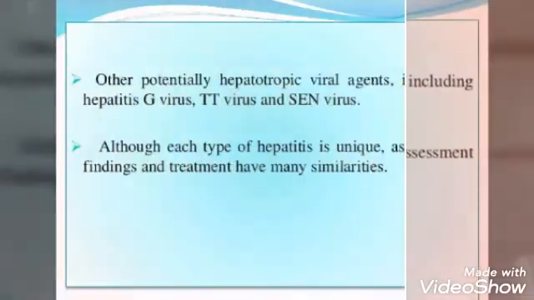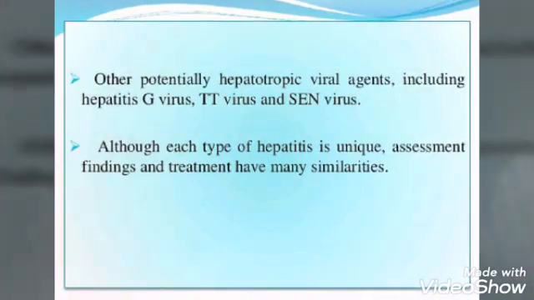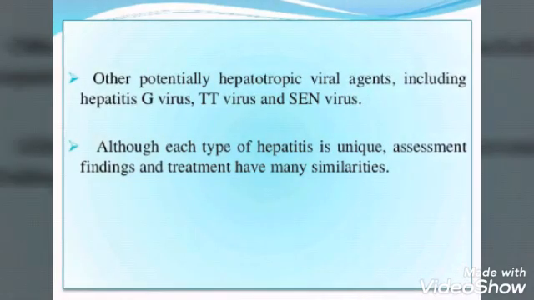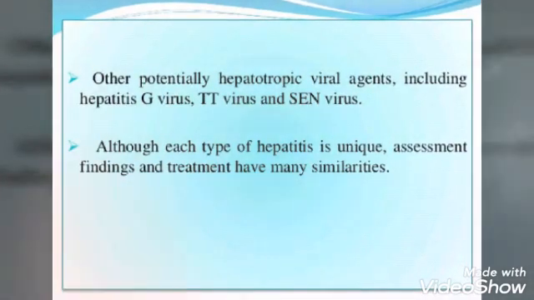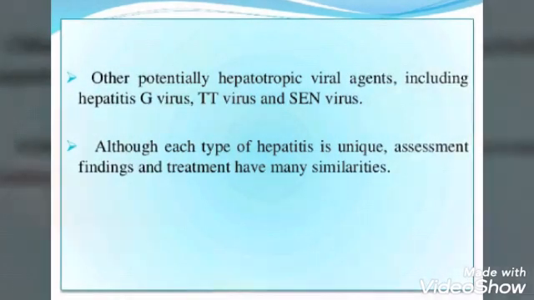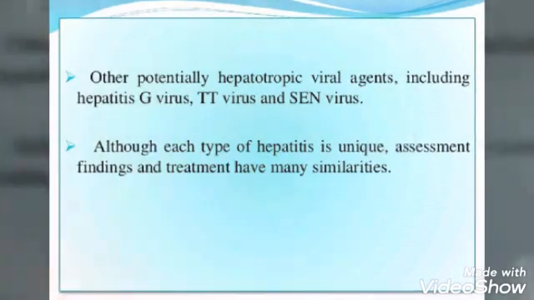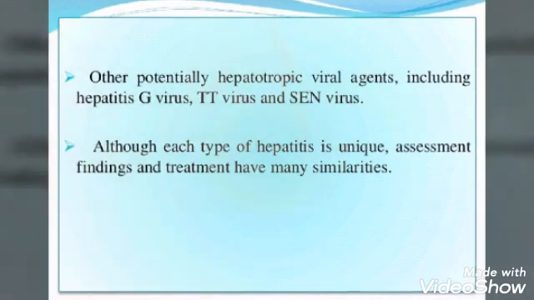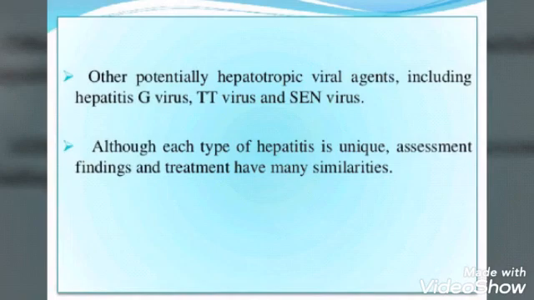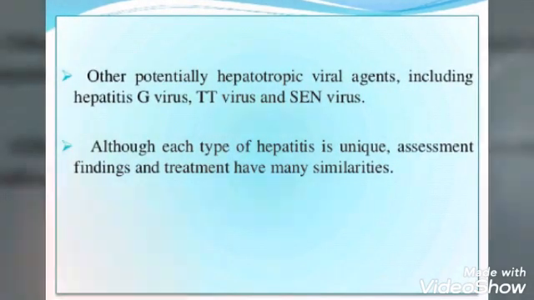Then other potentially hepatotropic viral agents include hepatitis G virus, TT virus and SEN virus. So these are other categories included in hepatotropic viruses. Although each type of hepatitis is unique, assessment, findings and treatment have many similarities, since they are from the same class. They are from the same mother, that is hepatitis, and the children are A, B, C, D, E and G. So they have more of the same characteristics and similarities.